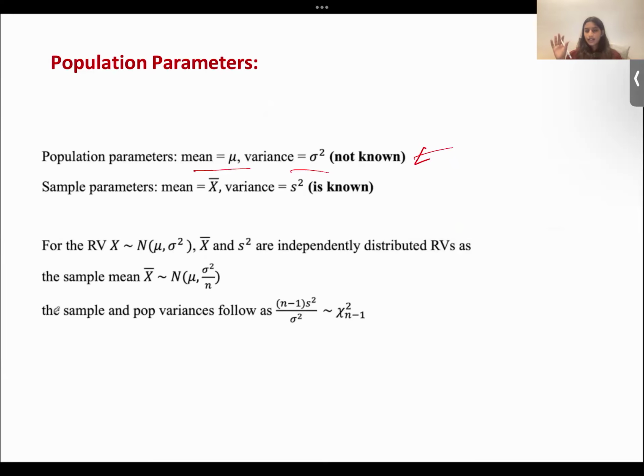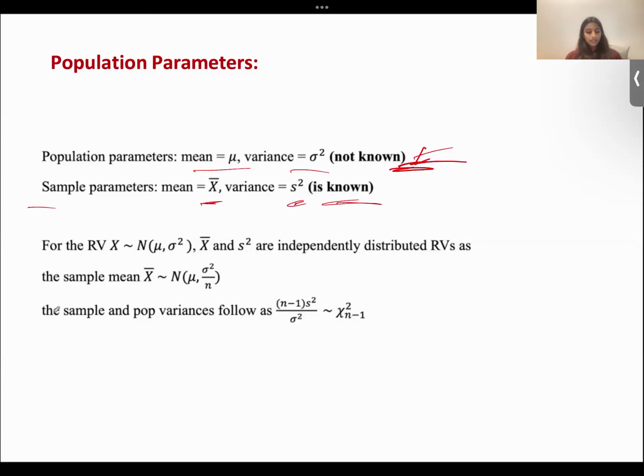But let's say I have a classroom with 10 students. I want to know the mean of their age. That is much easier. So that is your sample here. Sample parameters, like we said, mean is X bar and variance is s square. So we know this is not known in many cases.